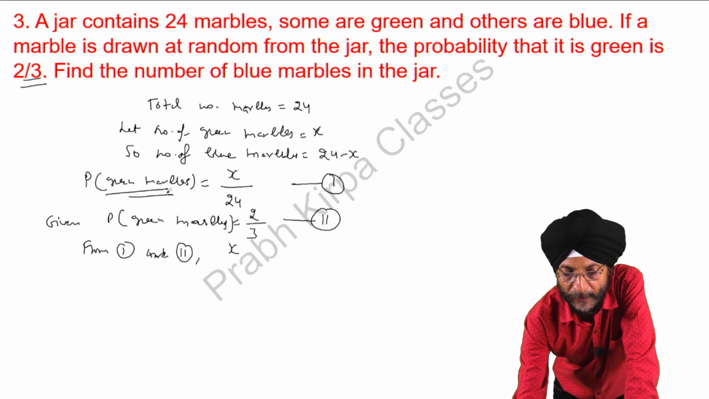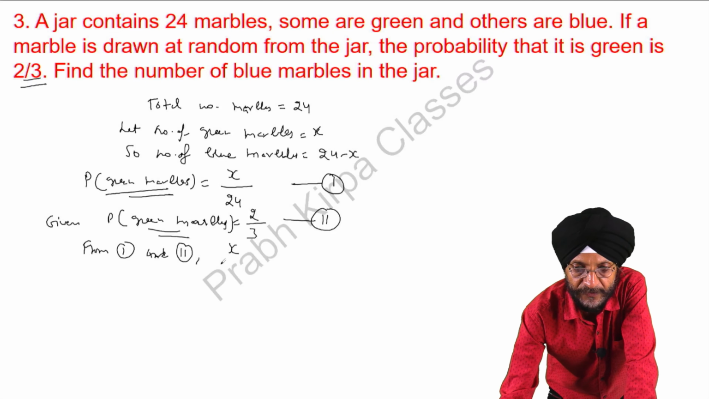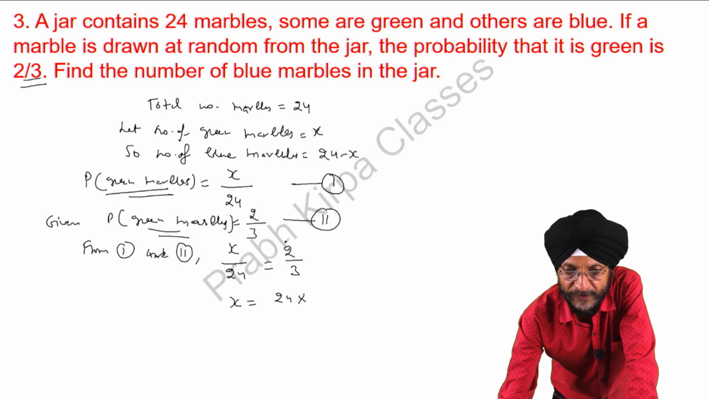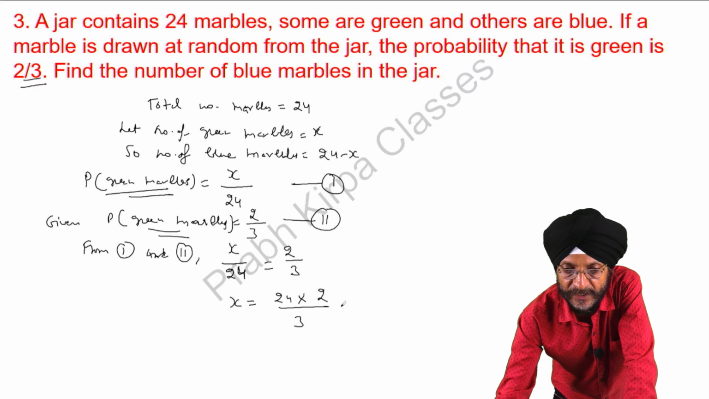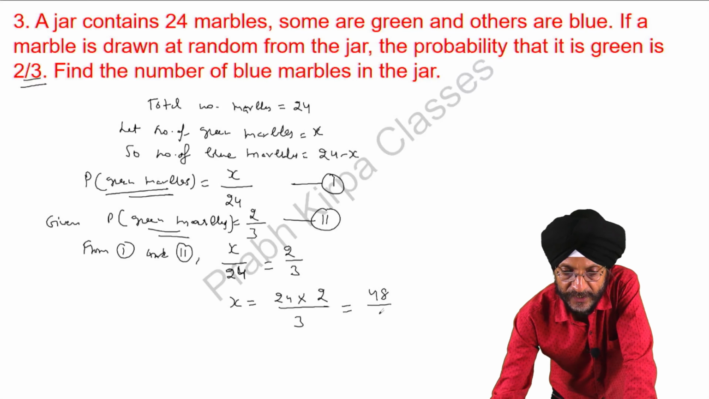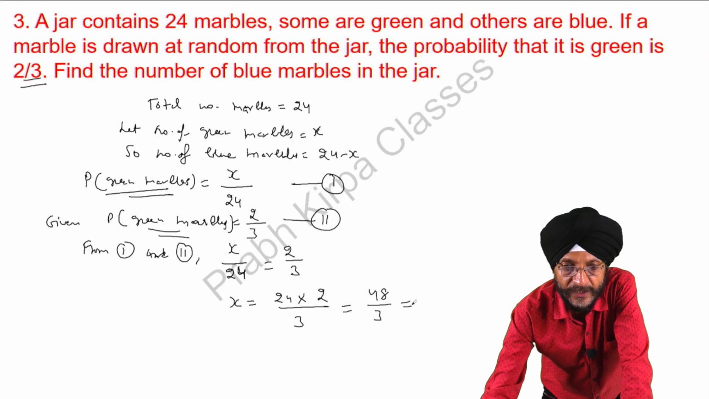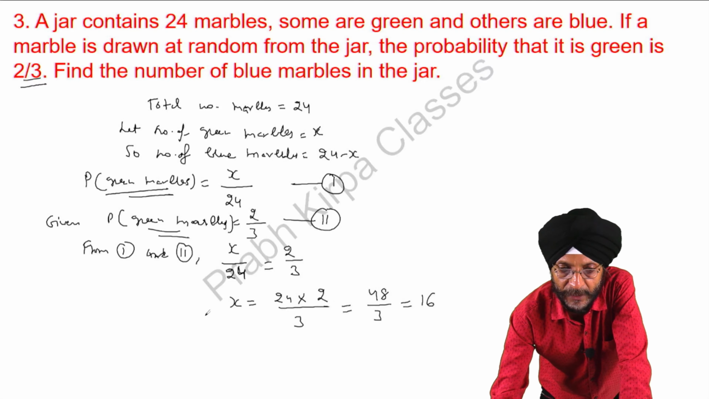Here it is, the probability of green marbles. It is also the probability of green marbles, both are equal. So x over 24 is equal to 2/3. We can say that 24 will come here on the upper side, on the other side 24 into 2 divided by 3. So here it will be 48 divided by 3. So here it is 16. Here x represents the number of green marbles.